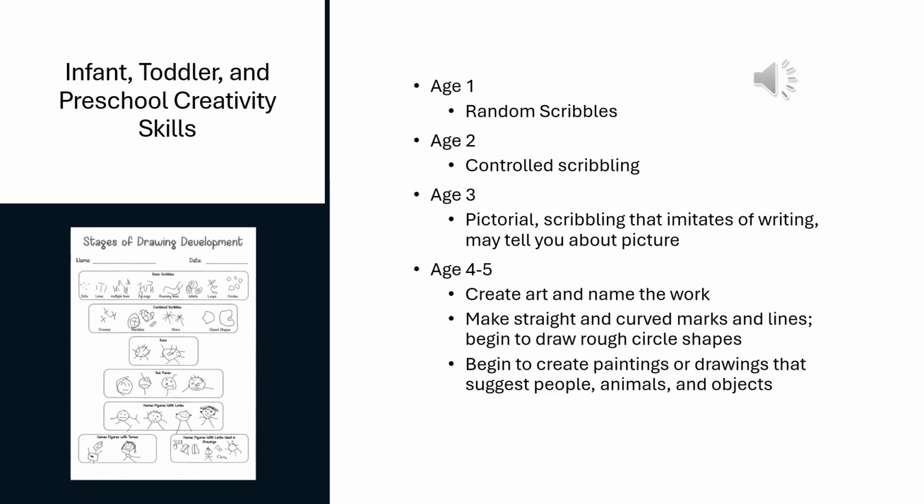By age 4 and 5, children may create art and then name their work. They get very good at making straight lines and curved lines and drawing circles, and then they use those straight lines, curved lines and circles to begin to create paintings or drawings of things that look like real stuff. So they look like people, look like animals, look like objects. They're taking all of the scribbles that they've been generating previously and using those to create various things in their environment. And you can see that in the picture to the left of the slide that says Stages of Drawing Development.